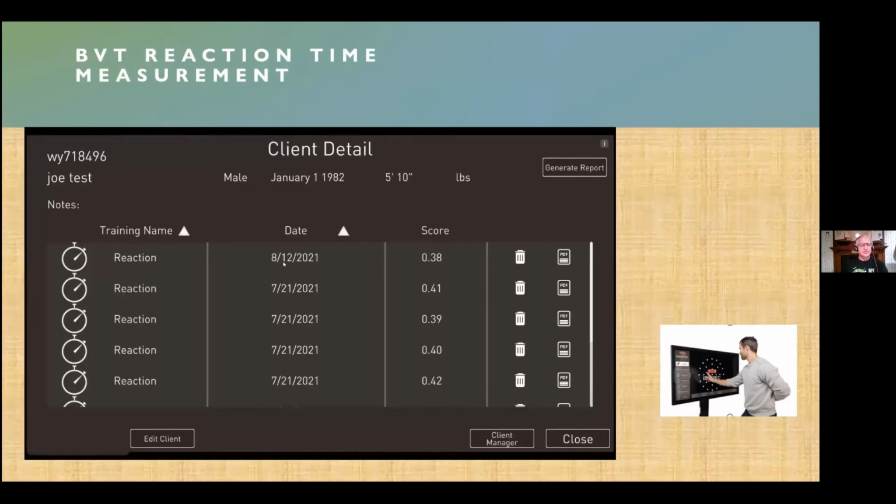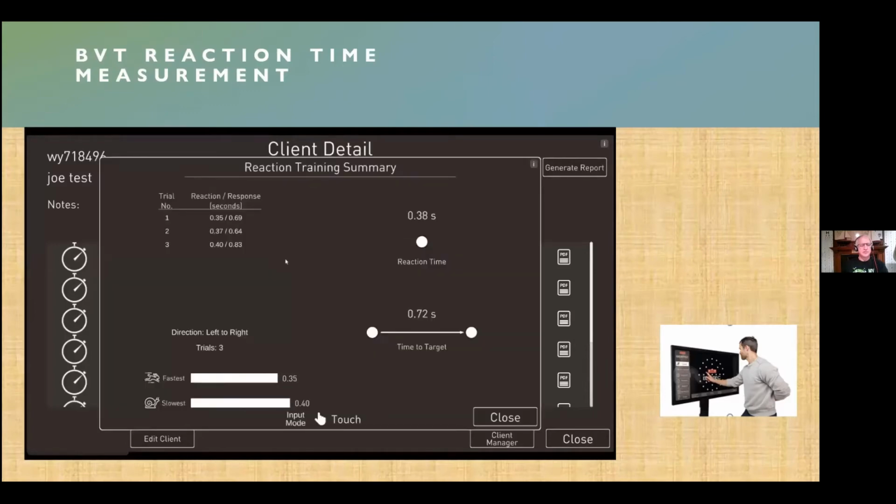So the first part, the time before you start to move your hand, is the reaction time. The response time is the total time it took from going from point A to point B. And you can see those broken out there in that upper left corner. And then it does nice things for us, like averaging those out and showing us the fastest and the slowest.